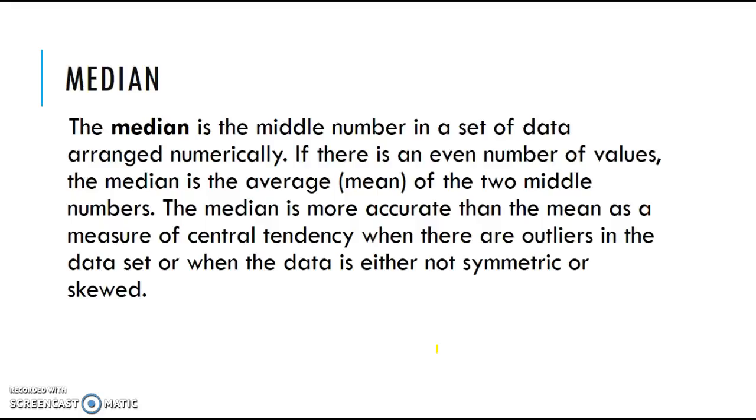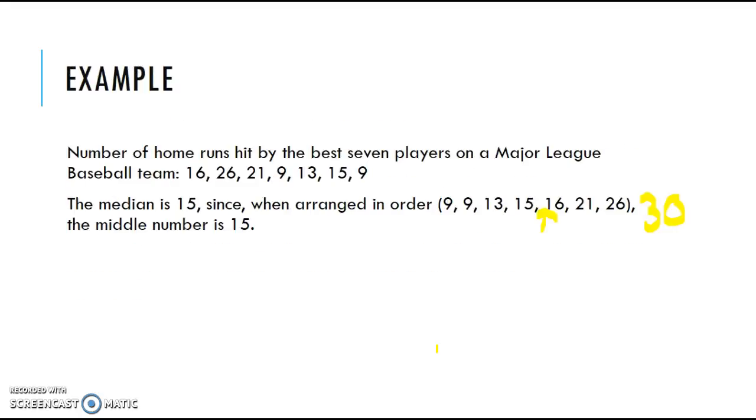Median is really useful because if there's a huge mansion in the middle of a bunch of houses, that would skew the seeming center or average price. And so median is a much better idea of housing prices. So here's an example. After the data is arranged in order, the middle number here happens to be 15.